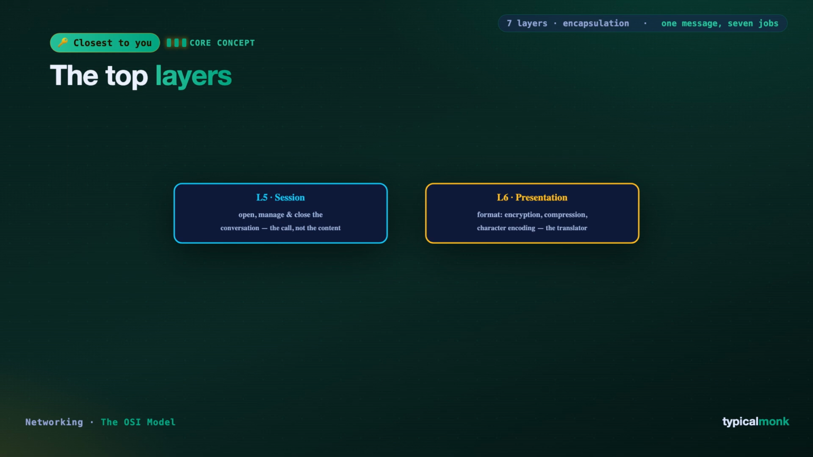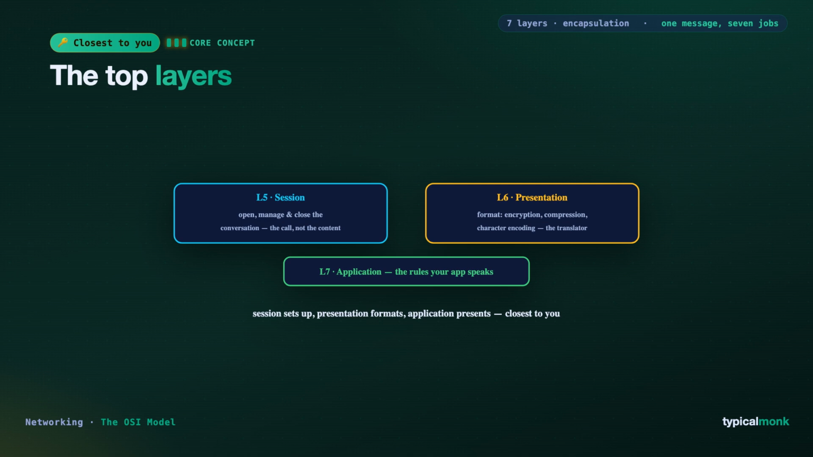Layer 6 is the presentation layer, and it is about format. It makes sure data is in a form both sides understand, handling things like encryption so the data is private, compression so it is smaller, and character encoding so text comes out right. It is the translator and the sealer of the envelope.